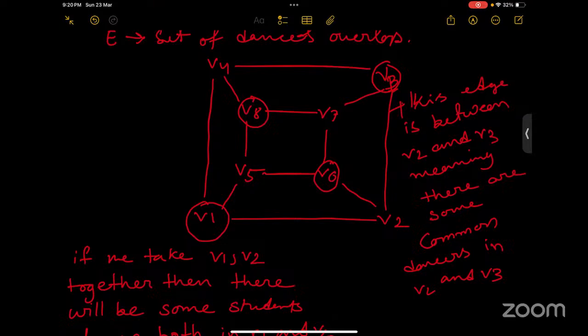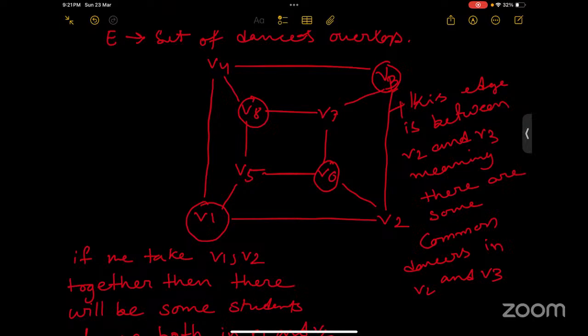Madam, do we have to assume these values, or what will the inputs be? Okay, the number of dance groups will be given, and then according to this data you can follow this.